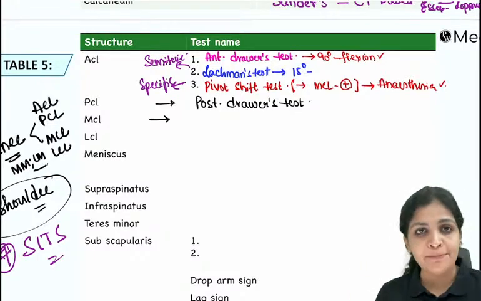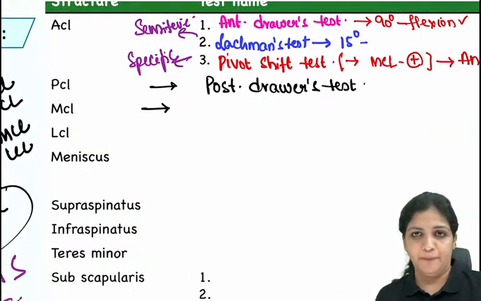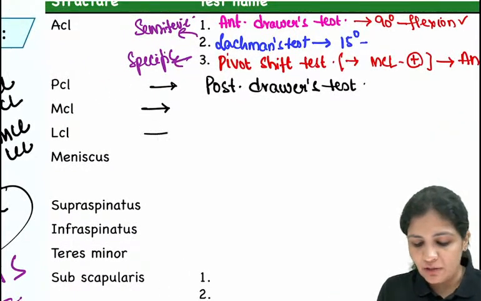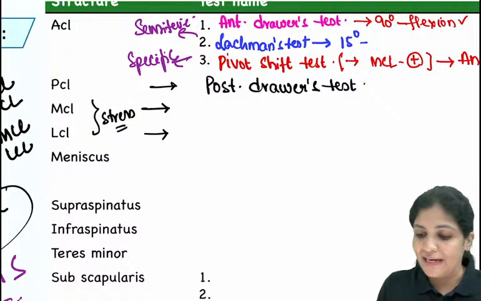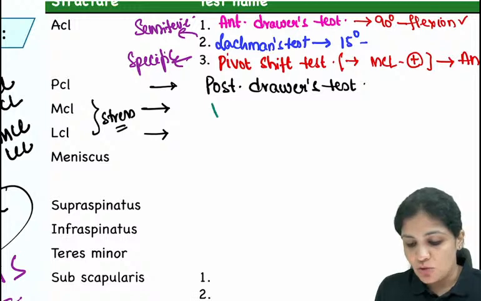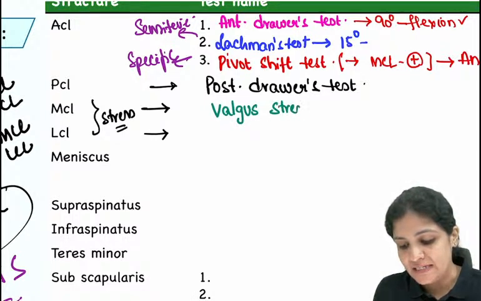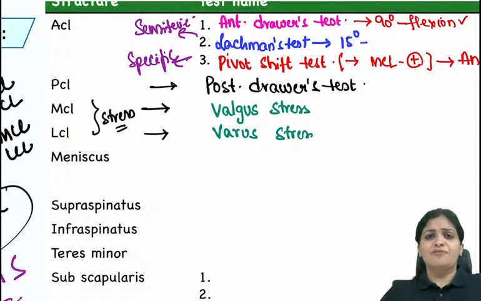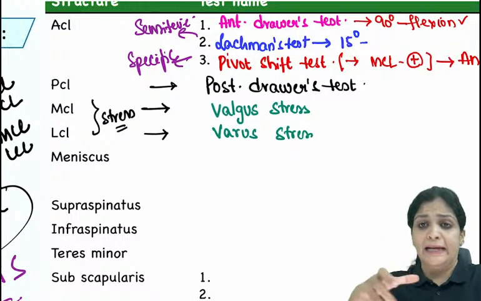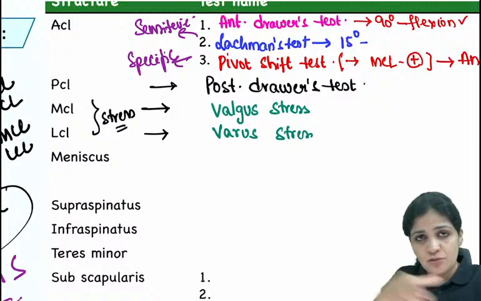And what is your MCL for? How do you test your medial collateral ligament? Here you have stress tests. One is valgus, the other one is varus. So for MCL you do a valgus stress test and for LCL you do a varus stress test. What you have to do is just make that particular ligament tighten. Valgus is moving towards the midline, right? Varus is you move like this.